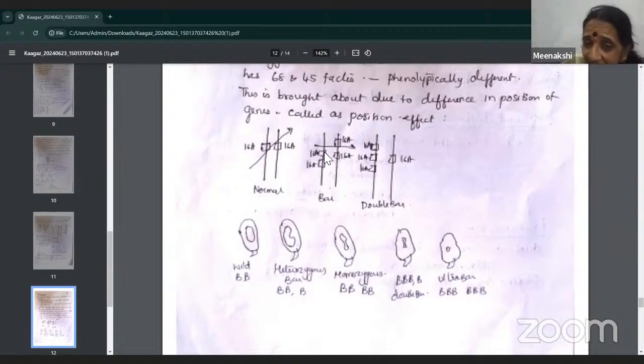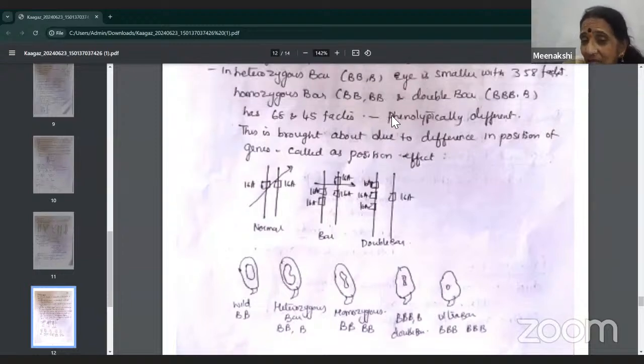Is it clear? This is brought about due to a difference in the position of the gene. Therefore, it is called a position effect. So it will bring about a difference in the phenotypic ratio. Therefore, it is called a position effect.